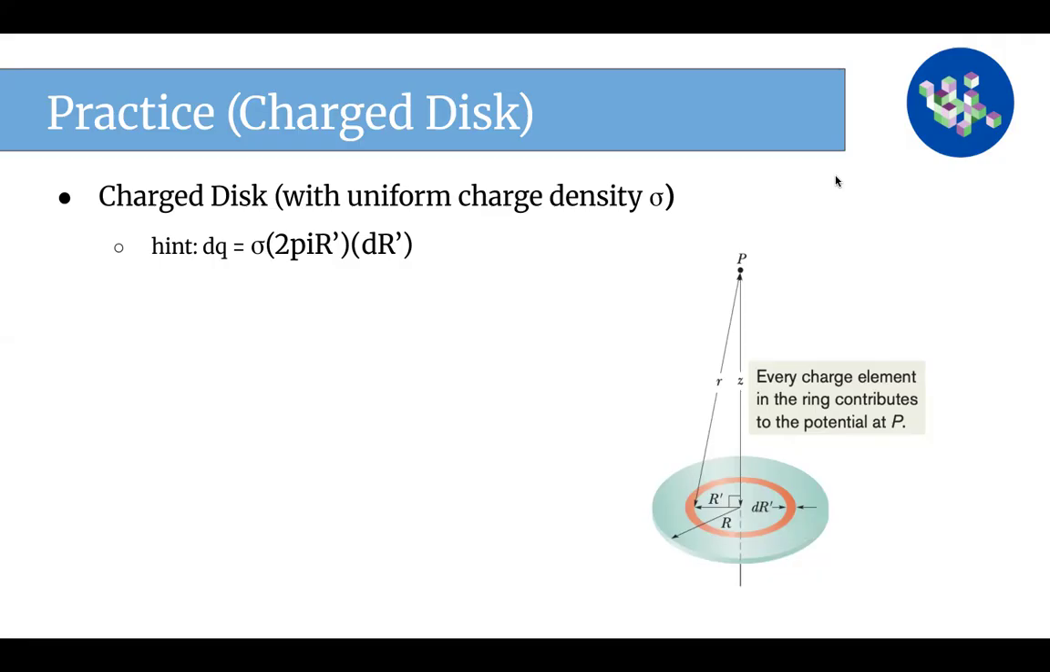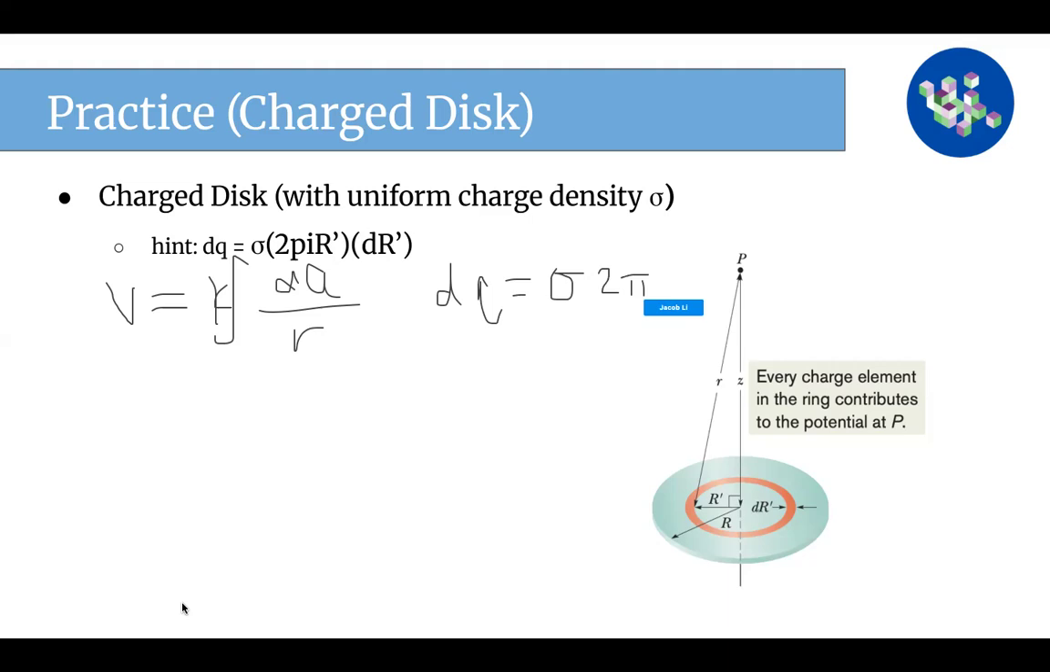Jacob, I think you got the answer. Why don't you explain to everyone how you got it? Okay. So if you write down this, you get k times dq over R. dq is equal to sigma times 2 pi r prime dr prime. R is also the square root of r prime squared plus z squared.